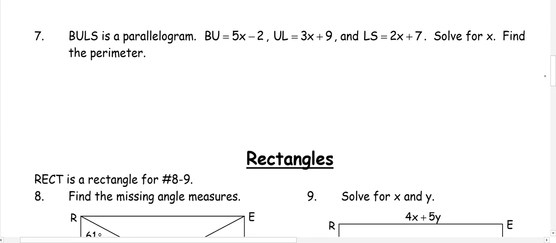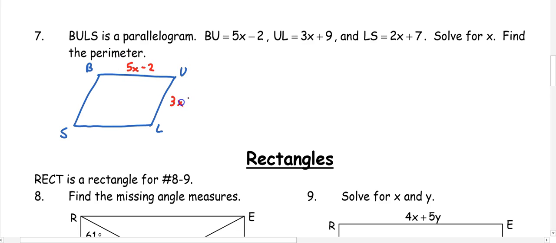Number 7, BULS is a parallelogram. So we're going to draw a picture. We have BULS. When you label your parallelogram, remember to go in a circle. Doesn't matter which way you go in the circle, but do not pick up your pencil and switch corners to label your letters. So we have BU is 5x minus 2, UL is 3x plus 9, and LS is 2x plus 7. Remember, in a parallelogram, your opposite sides are congruent.